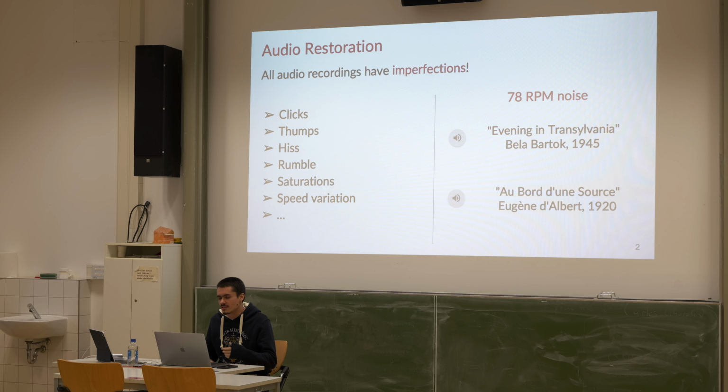But what is interesting is that in some practical cases, such as 78 RPM recordings, you can actually have a composition of different artifacts. So you can have, for example, rumble and hiss and thumps and clicks, and this creates the old recording sound that's characteristic of 78 RPM recordings. I'll play an example just so that you can get the idea.